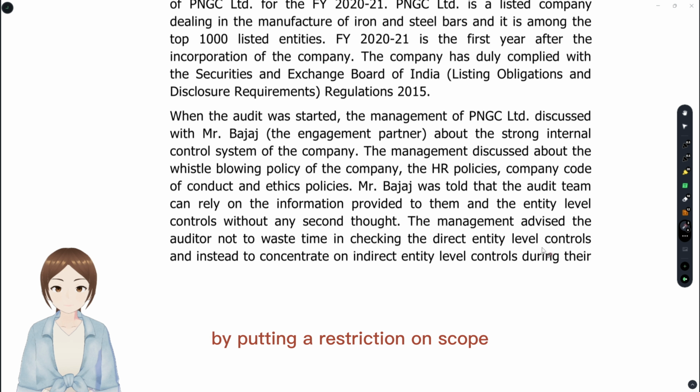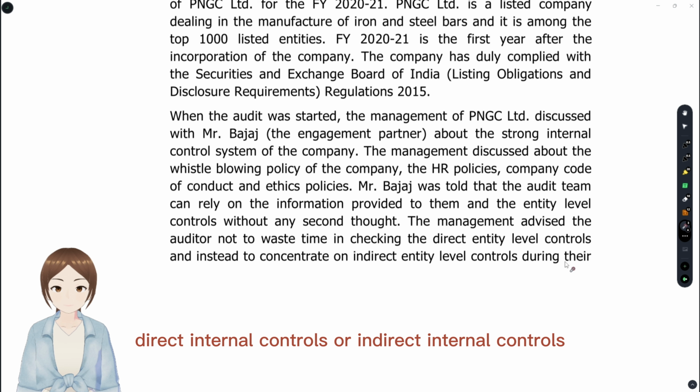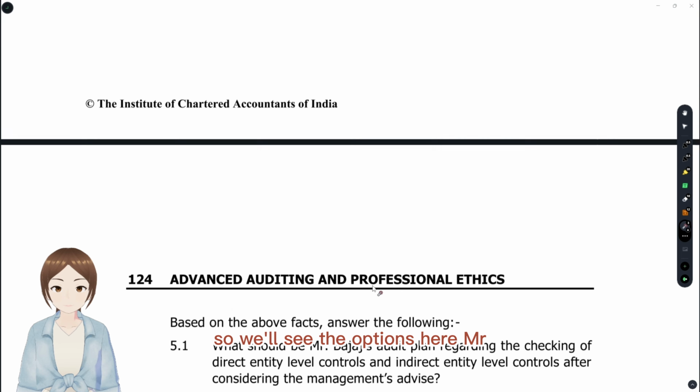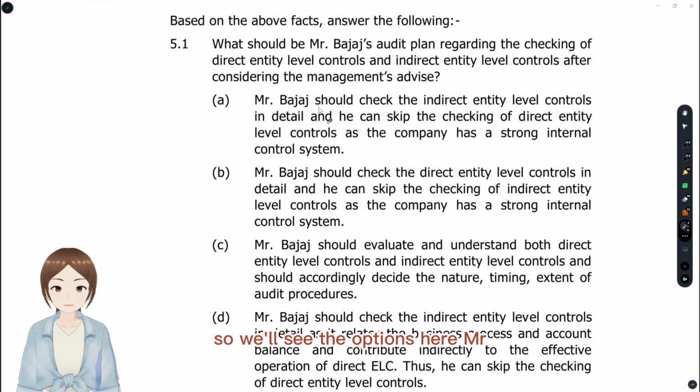They are putting a restriction on scope. You see, the auditor also has to check the internal controls of the entity, whether direct internal controls or indirect internal controls. So they are putting a restriction on scope. This should not be encouraged. So we'll see the options here. Mr. Bajaj should check direct internal control, skip? No, he cannot skip. He should evaluate both direct level and indirect entity controls.